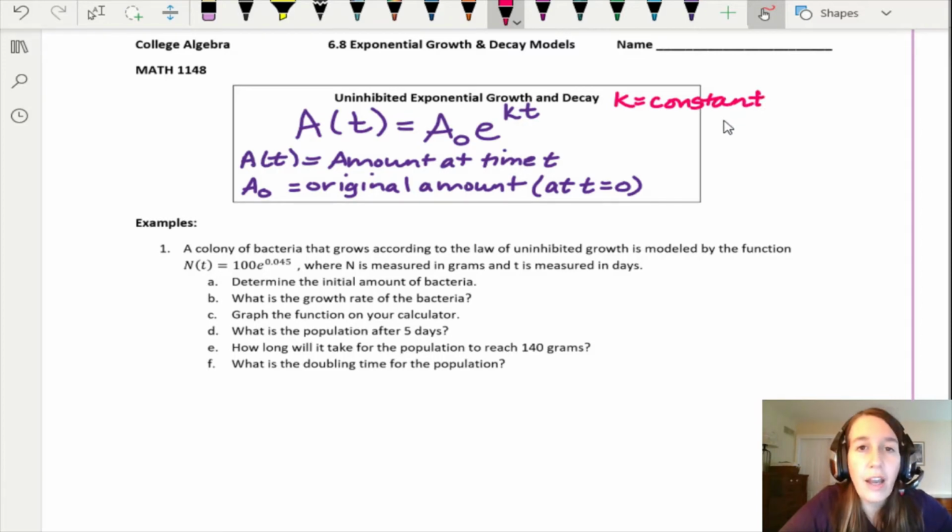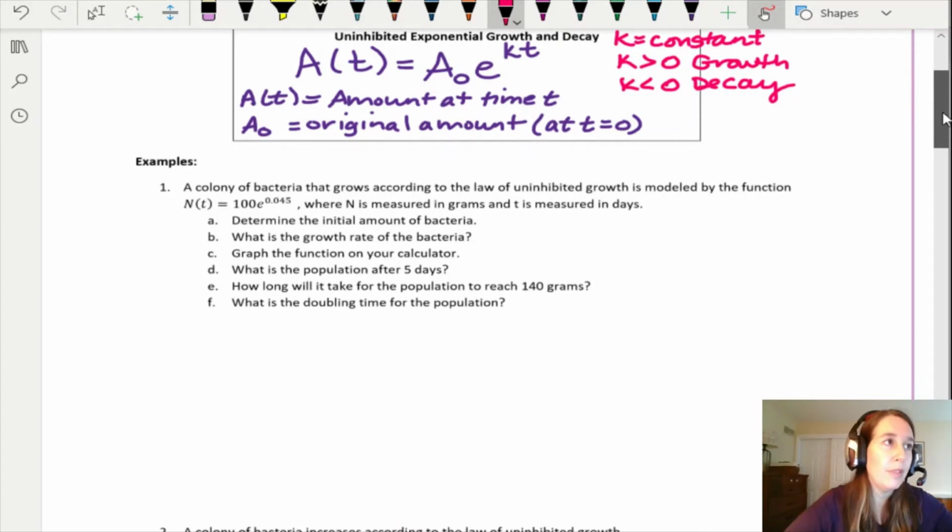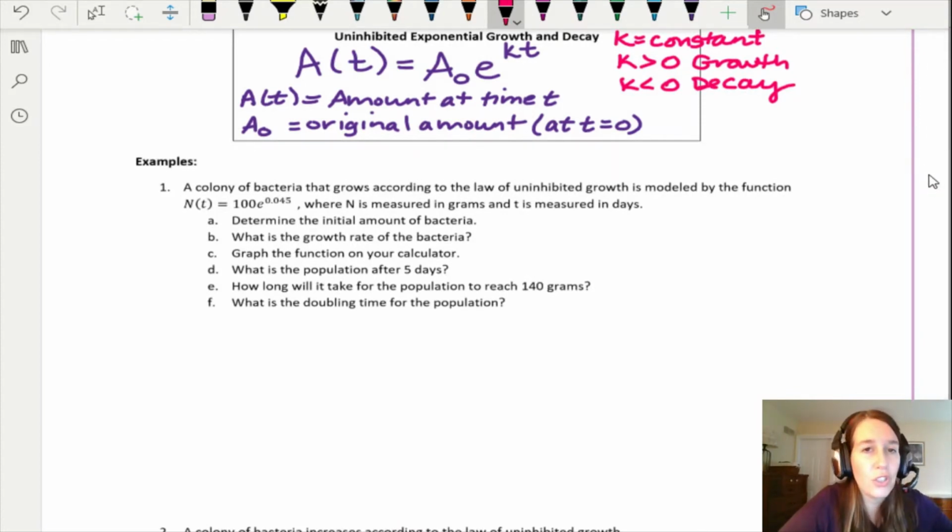All right, k is a constant. So that's going to be your growth or decay factor or constant. If k is greater than 0, you are going to have growth. And if k is a negative number, less than 0, you're going to have decay.